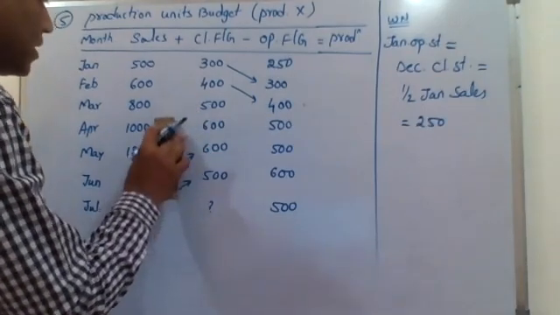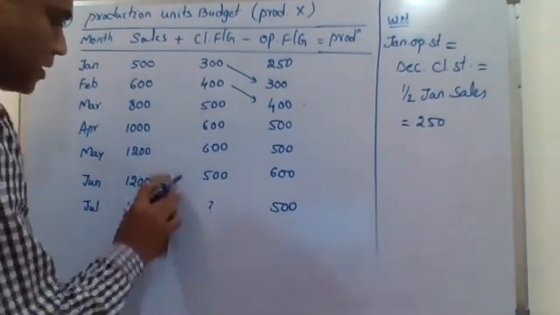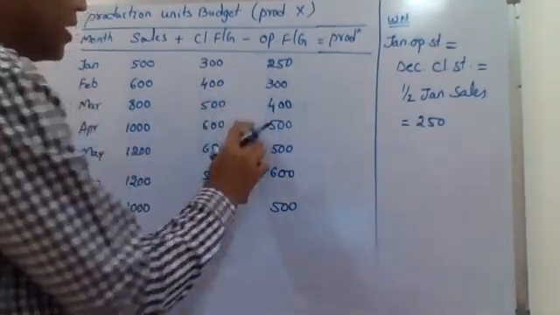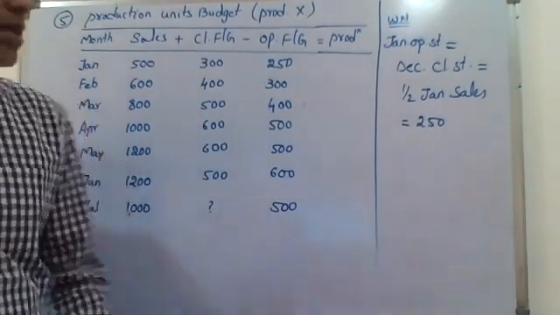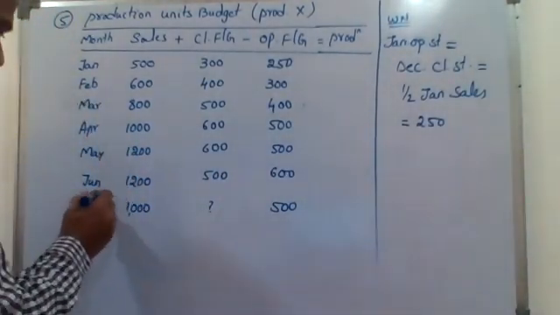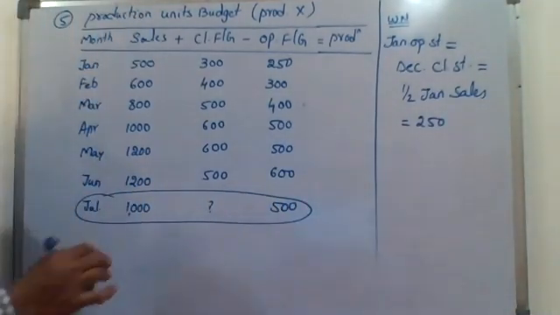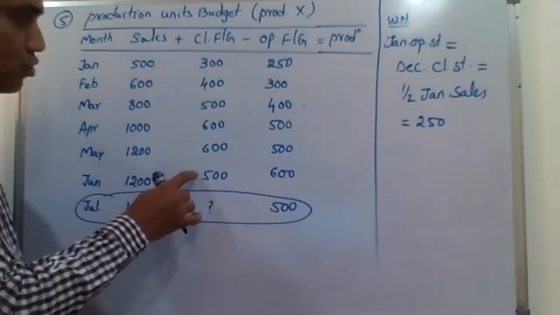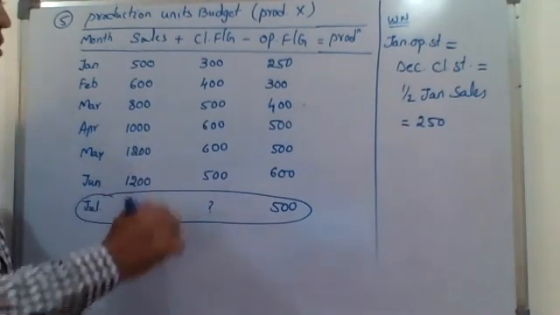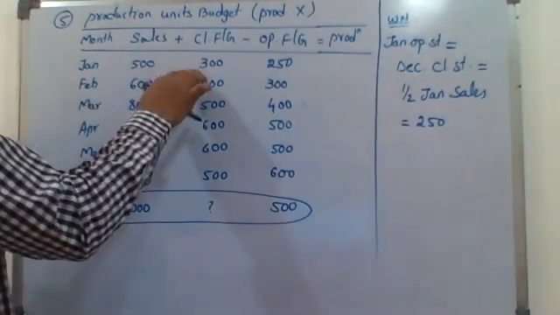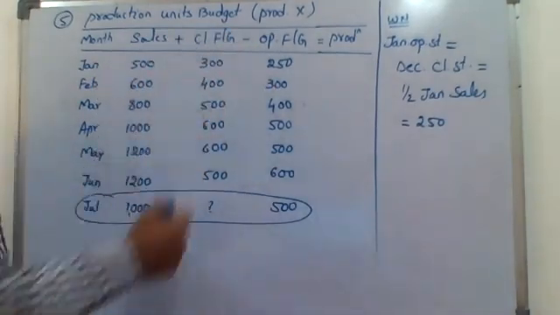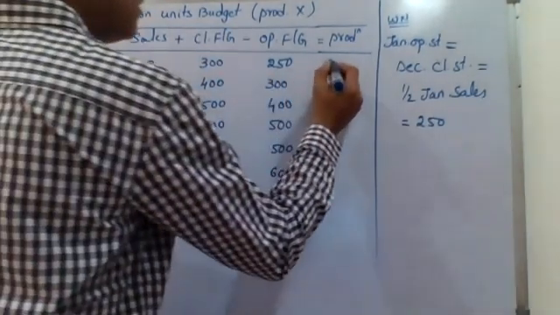Once you have this data with you, we can definitely find out 6 months production. That's what he is actually asking you. He didn't ask you to find out for July, but why did he give the information for July? You should understand July actually helped us in finding June's closing stock. So ignoring this, I can say 500 plus 300 minus 250 comes to how much? It is 550 units.